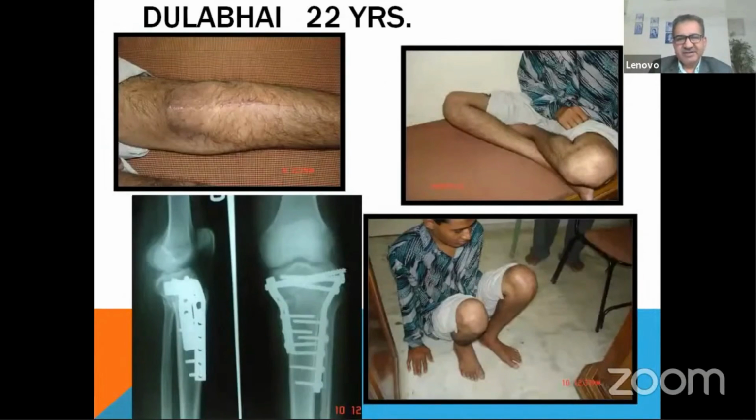And then after 1 year, the relatives came to me, he was married, and they were very happy. He said that now he doesn't have any deformity. He's walking nicely, and thank you.